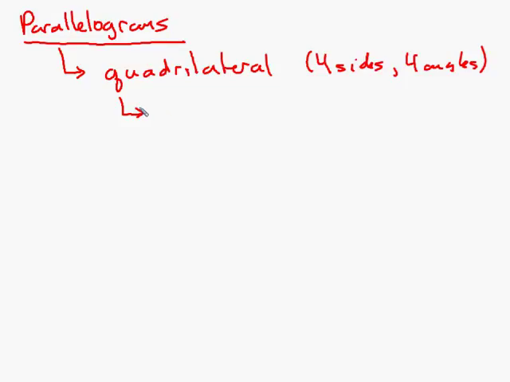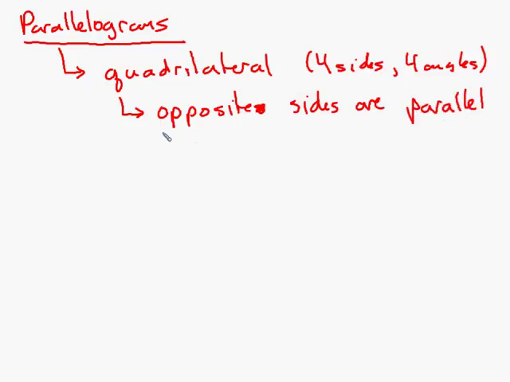The next thing is the opposite sides. The opposite sides are parallel. And also, the opposite sides are congruent. Is this the definition of a parallelogram? Yes. But it's mainly this first part, the opposite sides are parallel. So if we have a 4-sided shape with opposite sides that are parallel, we have a parallelogram.